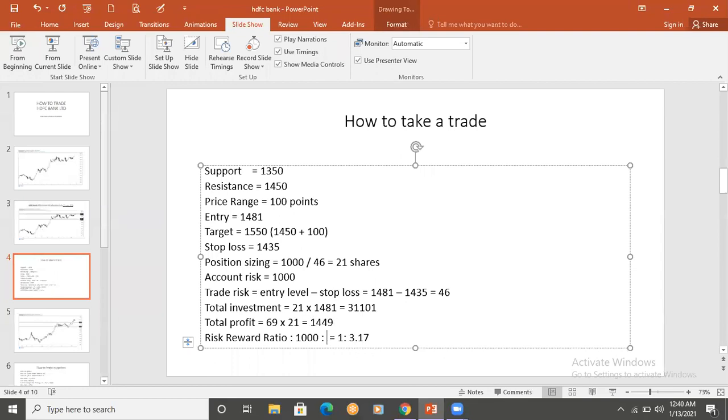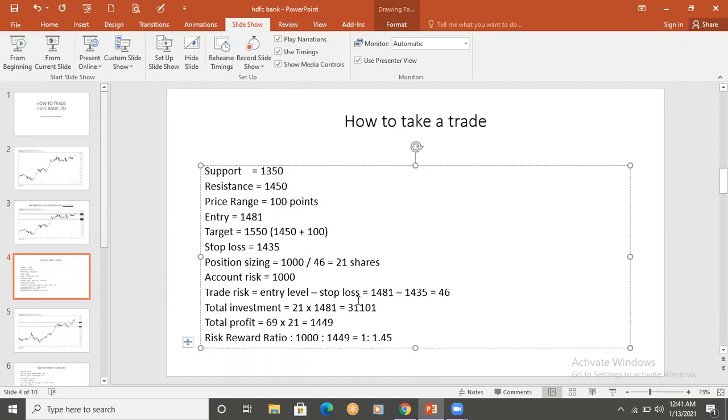Now let's calculate the risk to reward ratio. If this trade does not work in your favor, you will lose 1000 rupees. But if this trade works in your favor, you will gain 1449. So I can say your risk to reward ratio is 1:1.45. So to make a profit of 1.45, you are taking a risk of 1 rupee. This is known as risk to reward ratio.